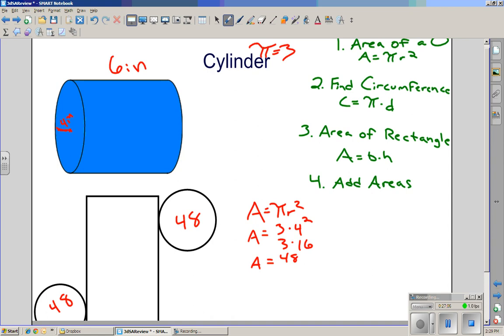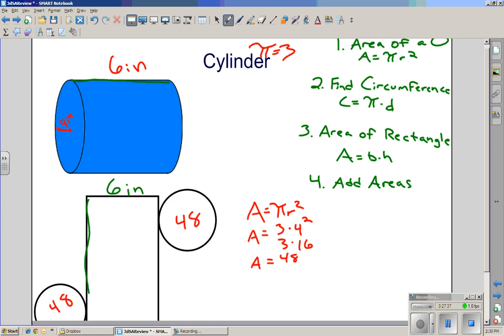Okay. Now, please think back to our demonstration where I unroll that cylinder. I have the sheet of paper and I unroll it. Remember, even though 6 looks like the long way on our cylinder, it is actually the short end of the rectangle. So that is 6 inches. Now, in order to find the area of the rectangle, we have to find the circumference, because we have to figure out how long this long side is.